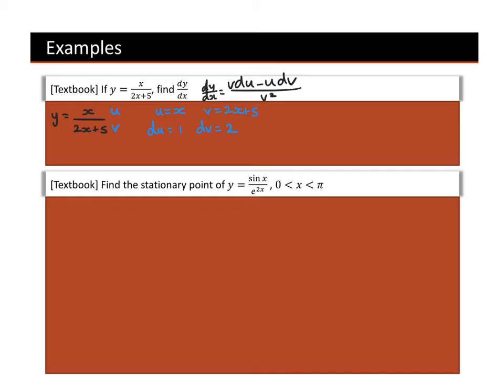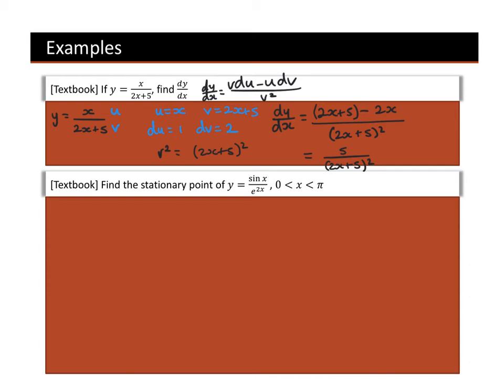Okay? Then we also have v squared equals 2x plus 5 squared. And we just substitute this all in. So dy by dx equals v du, 2x plus 5, minus u dv, 2x, over v squared, 2x plus 5 all squared. We need to simplify the numerator, which is going to give us 5 over 2x plus 5 all squared. Nice and simple.